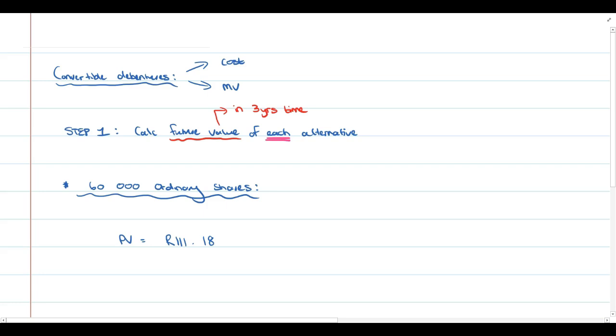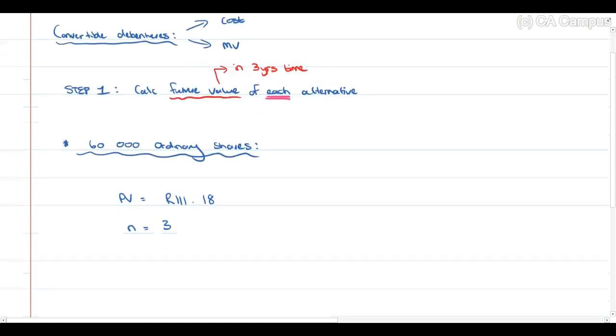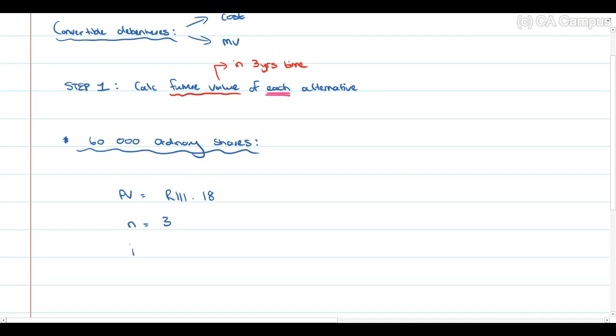I am trying to calculate the value in 3 years' time, so N is going to be 3. We know that dividends are going to grow by 5% per annum, so I is 5%, and you can then calculate your future value. So that is going to give me 128.7 per share. That is my value per share. So I need to multiply that by 60,000 shares to get the future value of this alternative.